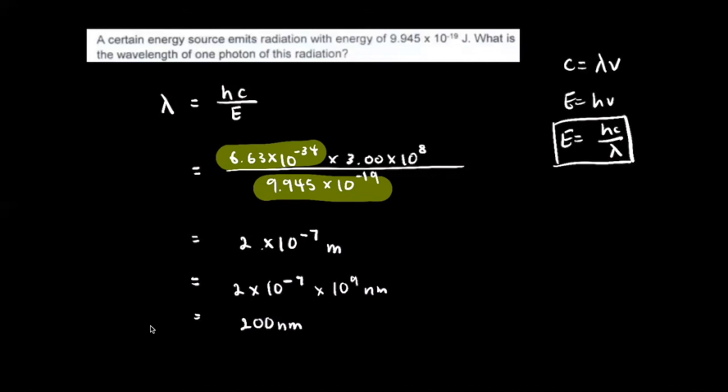Wavelength can be given in meters or nanometers. Just watch out for what the question says because sometimes they do specify the units. But both 2 times 10 to the power of negative 7 meters and 200 nanometers will be accepted. And that is it for the electromagnetic spectrum.